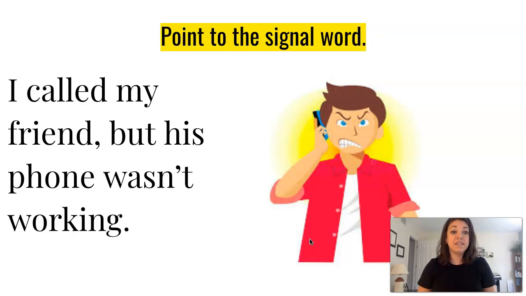I called my friend, but his phone wasn't working. What is the signal word in this sentence? If you pointed to the word but, you are correct. But is the signal word. It's telling us that something else is going to happen. I called my friend, but something else is going to happen. His phone wasn't working.